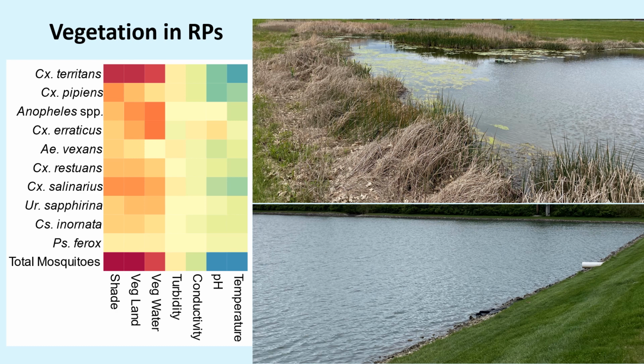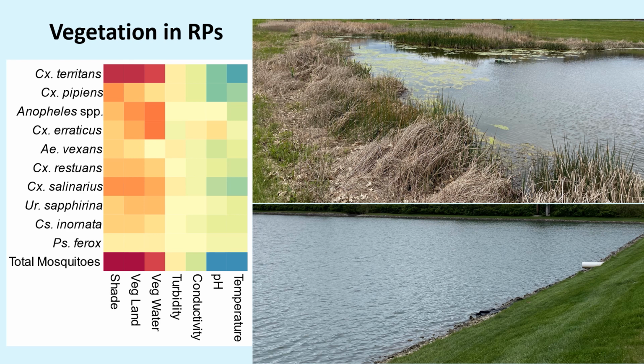So what you can see here is in the top image, this was the retention pond that had the most larvae collected throughout both years. And the one on the bottom actually had 0 mosquitoes collected throughout all of the 2 years. And I think one of the things that jumps out when you're just looking at these images is the amount of vegetation, particularly right at the interface between where the water is and where the edge of the land is. So in the top picture, you can see tall vegetation.